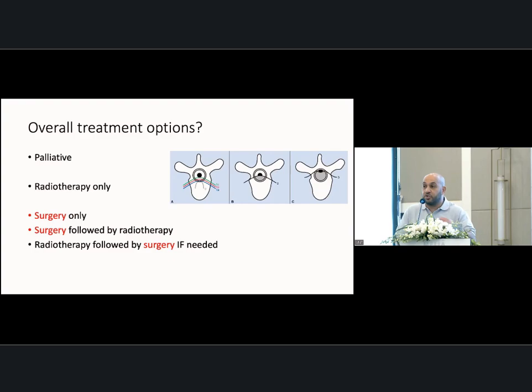So sometimes if we know what the tumor is, maybe we've had a biopsy or the patient has a known tumor and the tumor is radiosensitive, we can say, actually, you just need to have radiotherapy. The other option, of course, which is interesting for us, is the surgery or a combination. So sometimes surgery followed by radiotherapy, and in some circumstances, we do it the other way around. We do the radiotherapy first, and then we do the surgery if we need to.